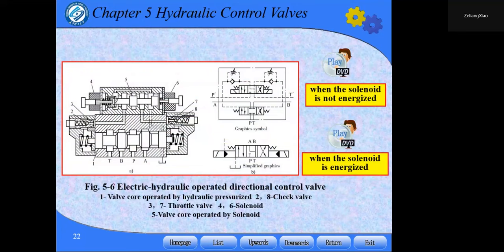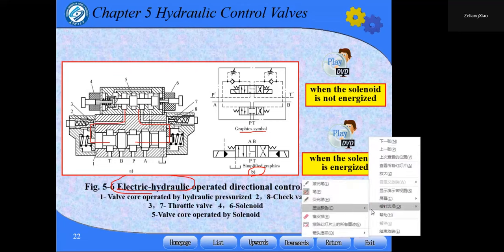Figure 5.26 shows an electro-hydraulic operated directional control valve. It has the same graphic symbols. Electric and hydraulic operated directional control valves, since it can go through here. We can play the video.